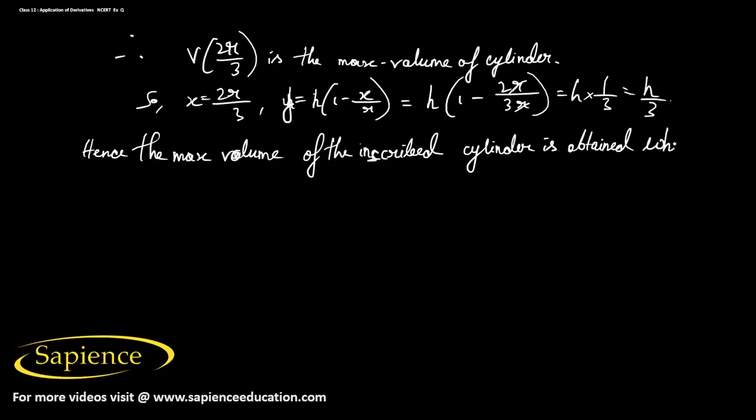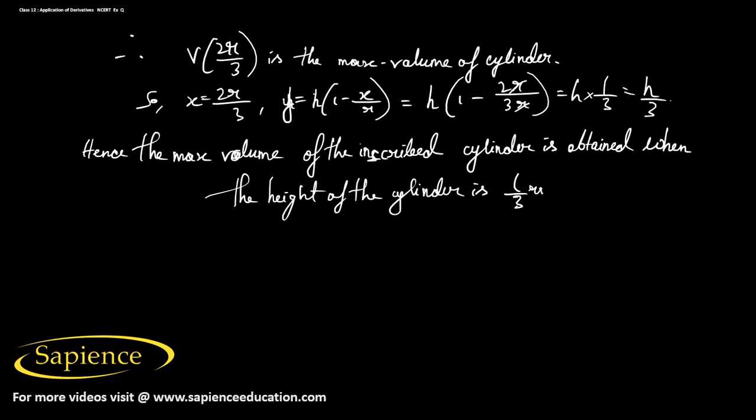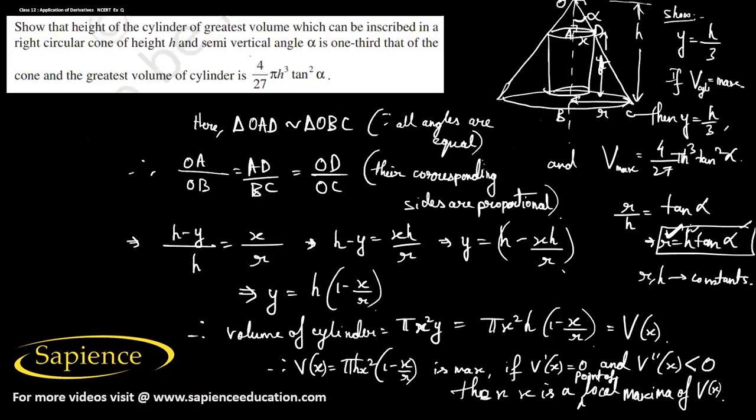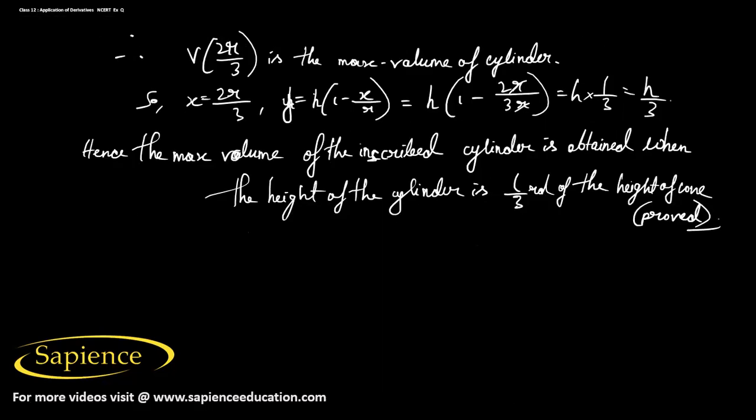It's obtained when the height of the inscribed cylinder is 1/3 of the height of the cone. So hence proved. And it has been also asked to prove that the maximum volume of the cylinder is 4 by 27 into pi h cube tan square alpha. So that also we have to prove.